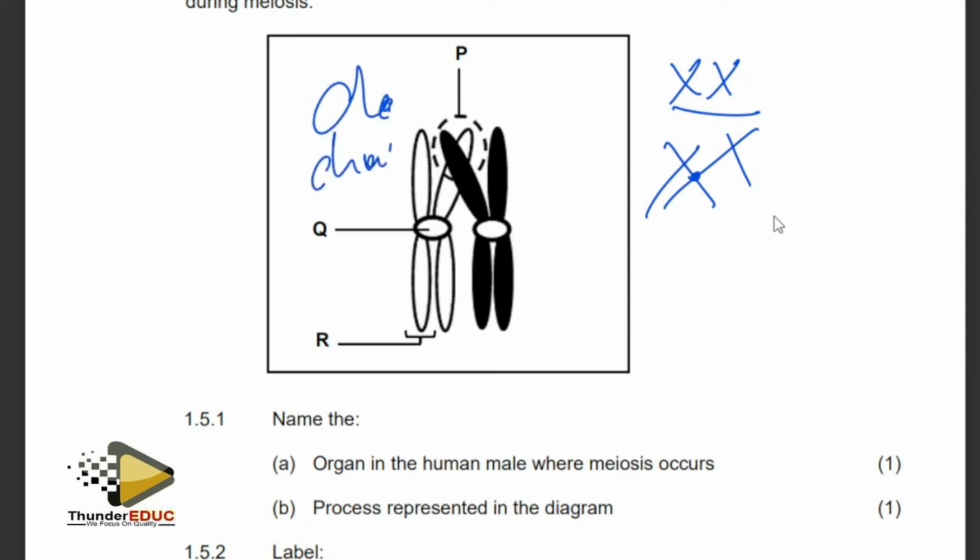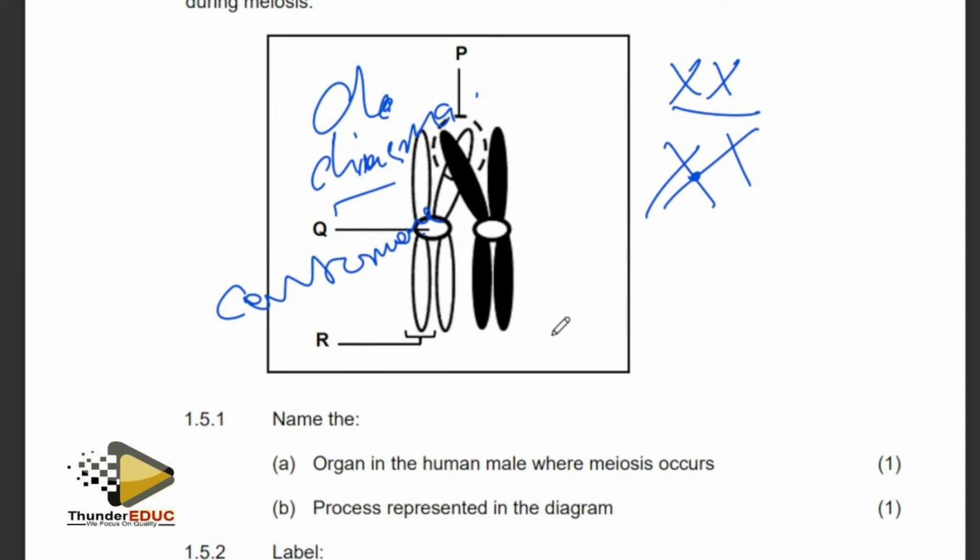Please don't confuse centromere and chiasma. Chiasma: C-H-I-A-S-M-A. If it is one, it is called a chiasma; if they are many, we call them chiasmata. This is a centromere. And then this is a chromatid. It's not a chromosome, it's a chromatid.